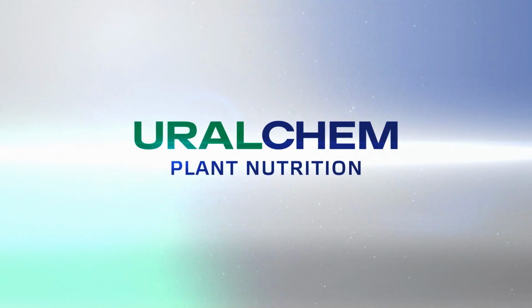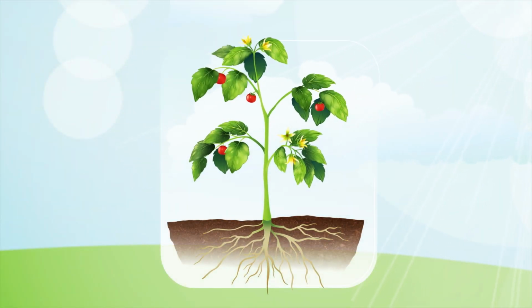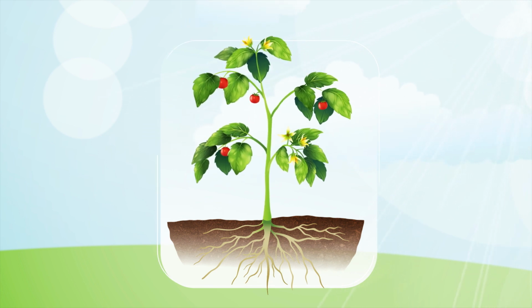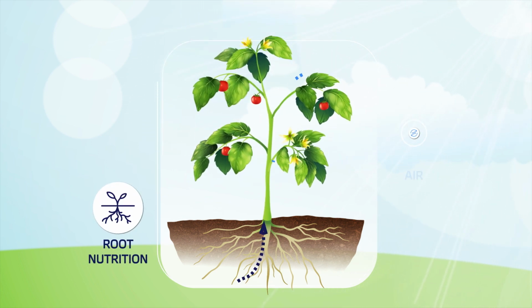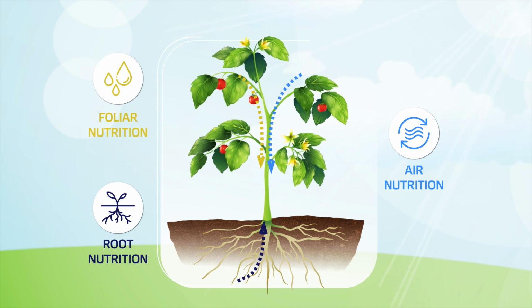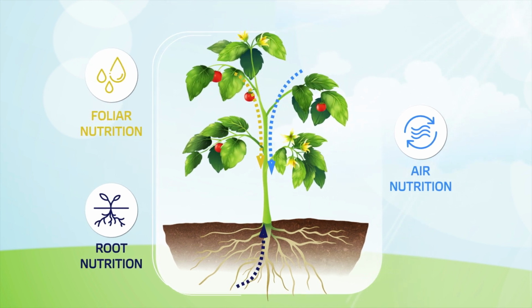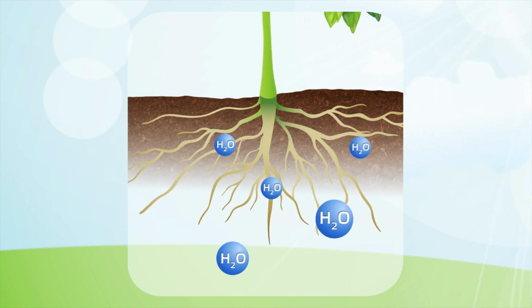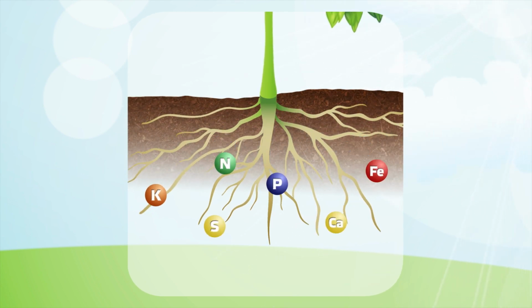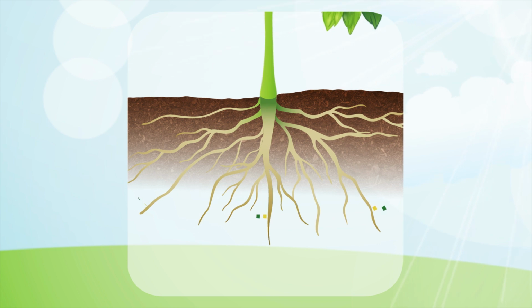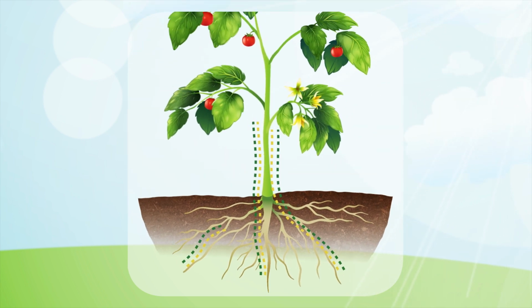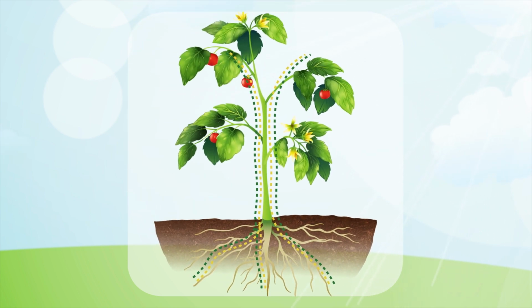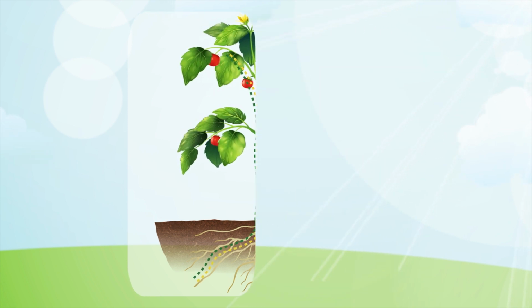Plant nutrition. First, let's explore how plants receive and absorb nutrients. Basically, there are three main nutrition routes: via roots, air, and leaves. Now let's look at each of these routes more closely. In root nutrition, plants use their roots to absorb water with mineral substances from the soil. The minerals are transported through the conductive tissues to the leaves, where they are involved in the biosynthesis processes.